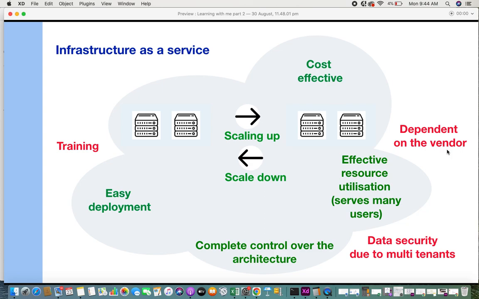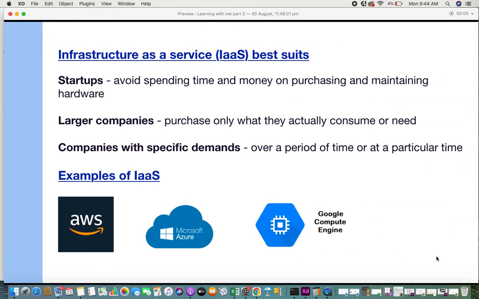And the last one is data security due to multi-tenancy. I'll cover what multi-tenancy is in another video. It's basically that in one infrastructure, many users get to access it, but there are different tenants. There is a segregation there. So these are a few of the drawbacks or risks involved in infrastructure as a service.